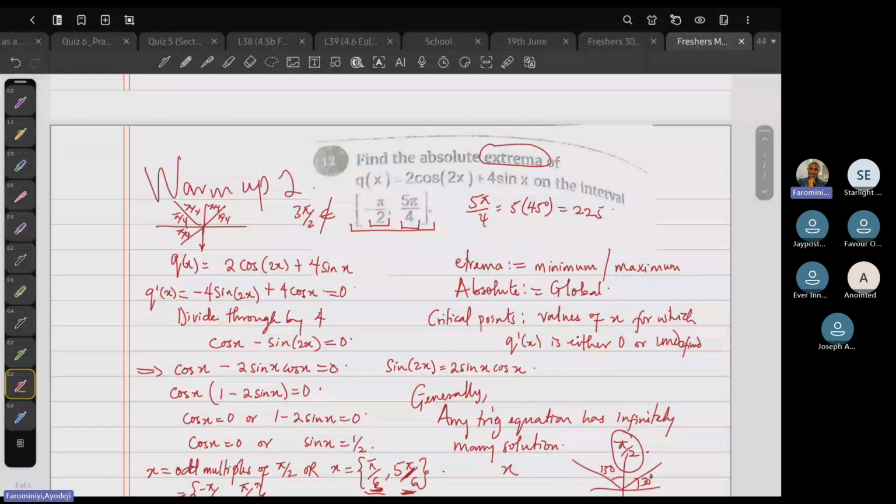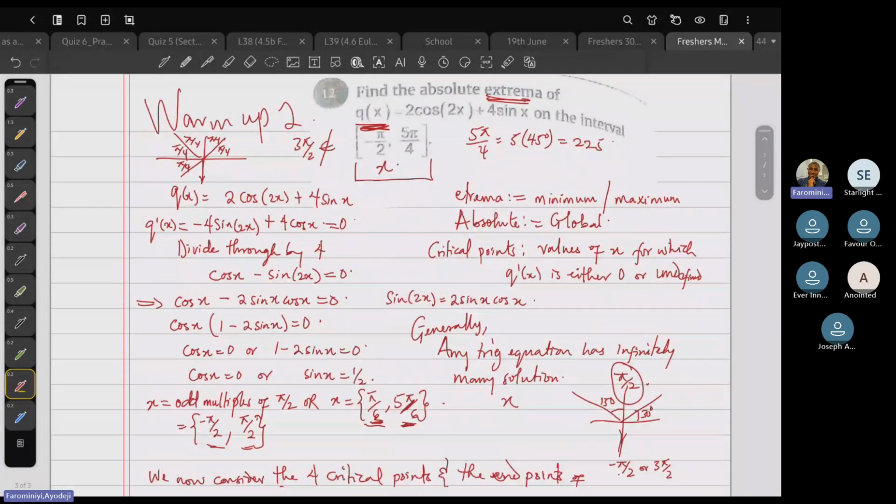The question says, find the absolute extrema of this function on the interval. So when you are given an interval, that interval is for x. But the absolute extrema is for the function itself, Q of x. So you want to find the global maximum or global minimum within this interval for x. The candidates for the x are the critical points. So the first thing you do is find the critical points. And how do you find critical points? You take the derivative of the function, you set it equal to 0, and you find x.